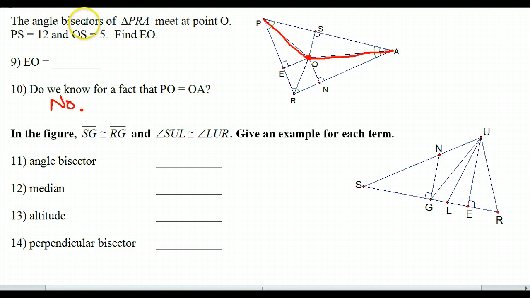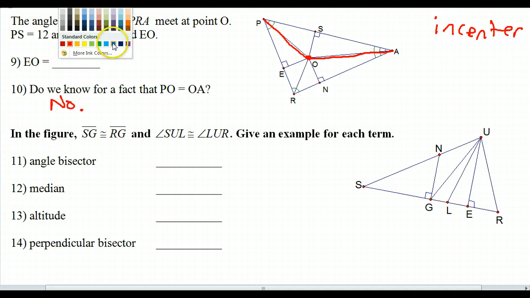These are angle bisectors. Angle bisectors meet at the incenter. So this point is the incenter, not the circumcenter. And for the incenter, the equal distances are the distances to the sides. So everything that I just marked in blue, those three distances are equal.